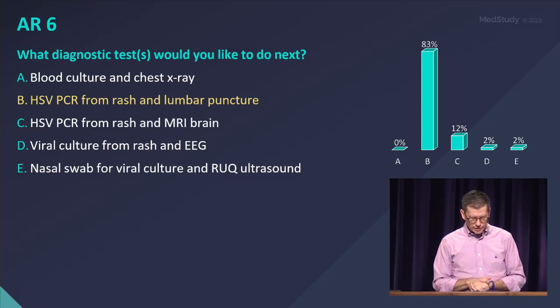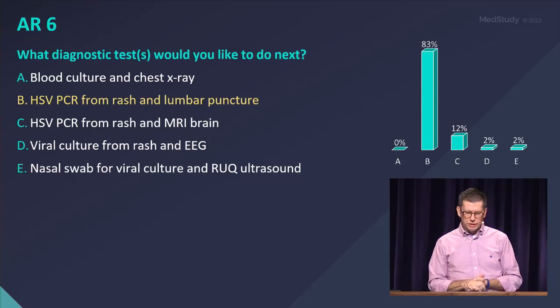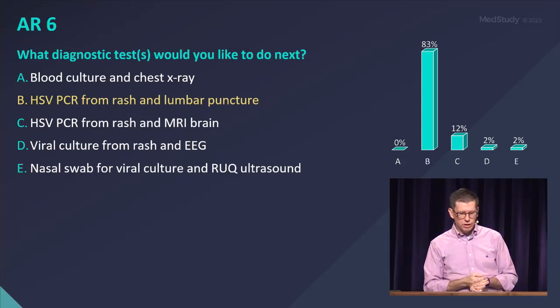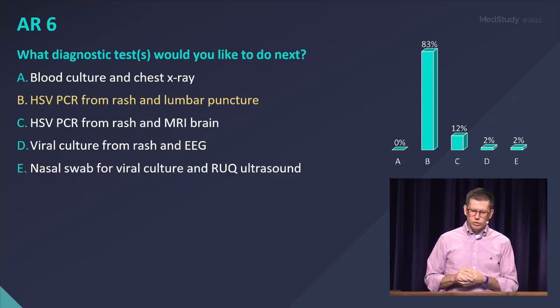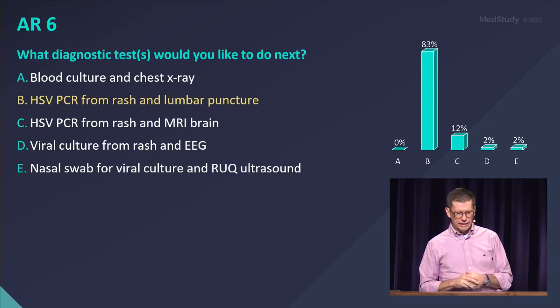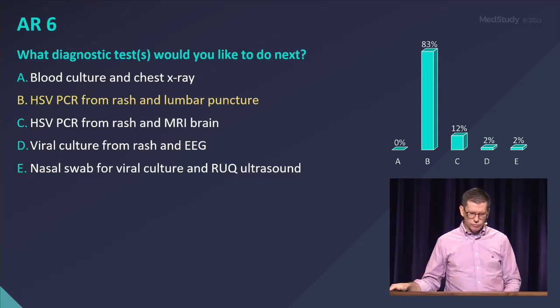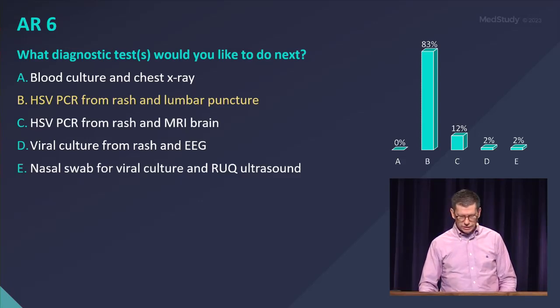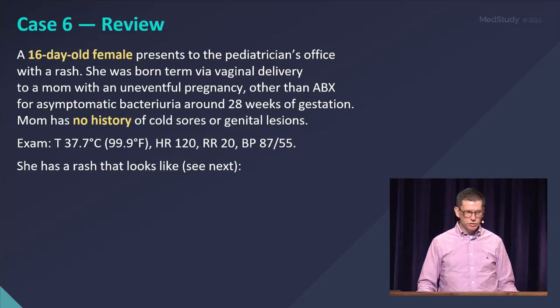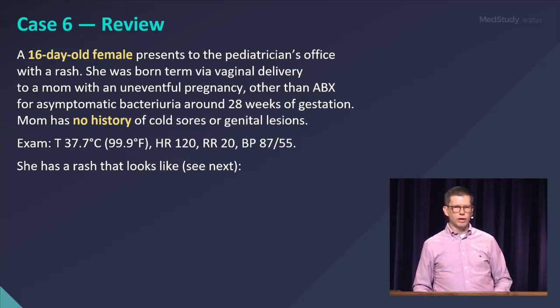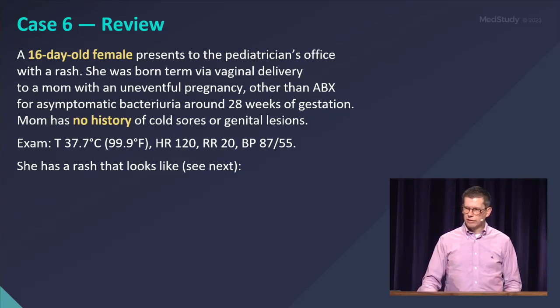A viral culture has decreased sensitivity compared to a PCR, so we tend not to do viral cultures very much at all. An EEG maybe down the road if you need to. And then a right upper quadrant ultrasound isn't indicated in this particular case, nor is a nasal swab for viral culture. Again, we prefer to do PCRs for HSV now due to increased sensitivity, right? So the clues here are 16-day-old. So we think about what happens around 2 to 3 weeks of life, and HSV is a very common thing.